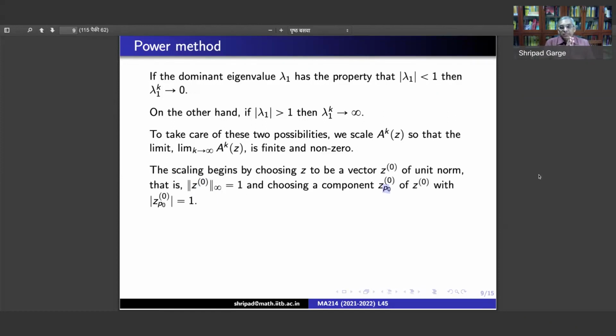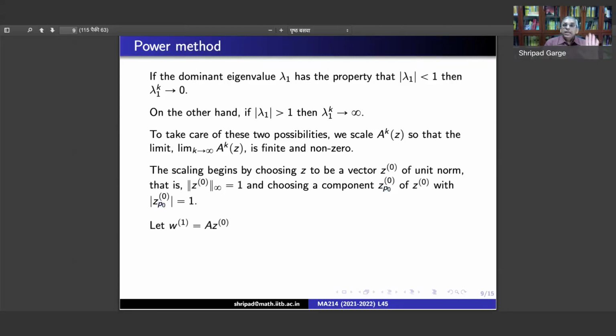So we started with a vector z naught, which is a vector of unit norm. One of its entries must have modulus equal to 1, and all other entries will have modulus less than or equal to 1. So you choose that one whose modulus is equal to 1. We call it z naught p naught. It's the p naught component of the vector z naught.